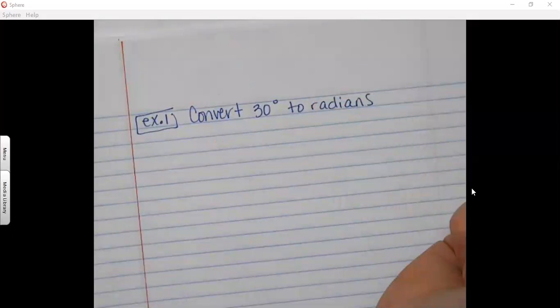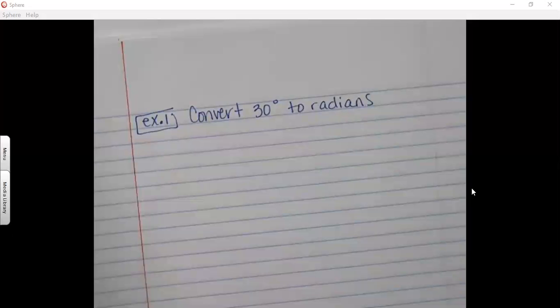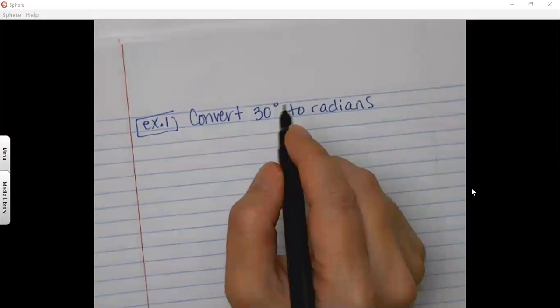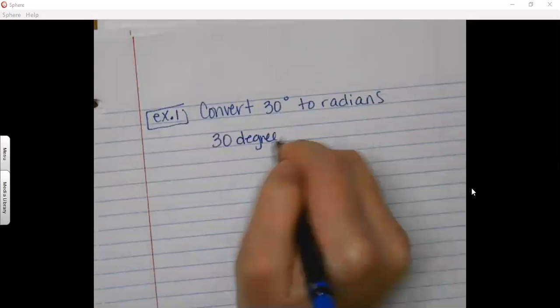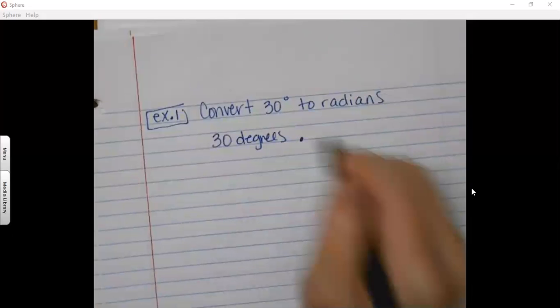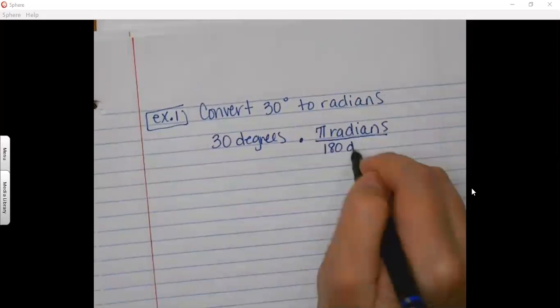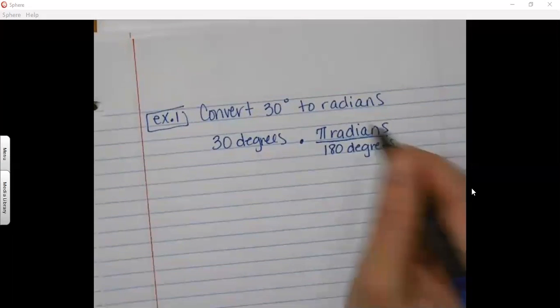Okay, so we already learned on the previous page that 1 degree is equal to pi radians divided by 180 degrees, okay? So I want to convert 30 degrees. So I will multiply that by pi radians. And we know pi radians, its equivalency in degrees is 180 degrees. So you're either going to be multiplying by pi radians over 180 degrees, or 180 degrees over pi radians. So this is how I remember it, okay?